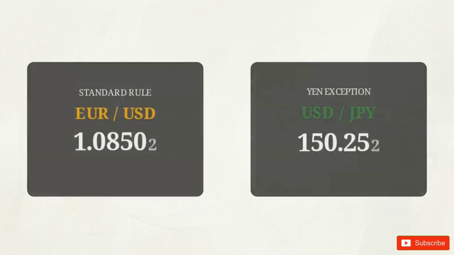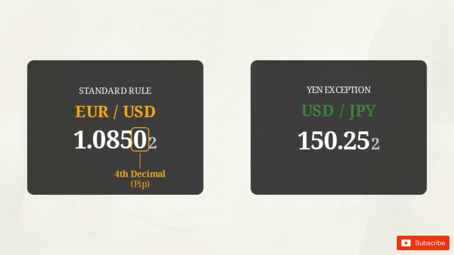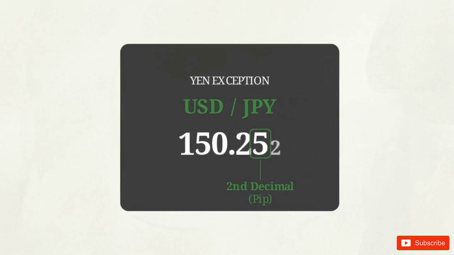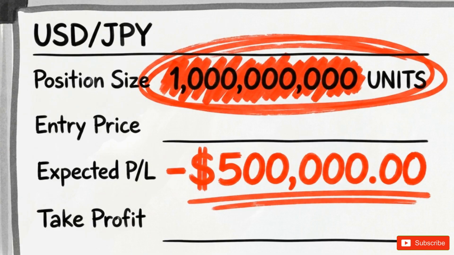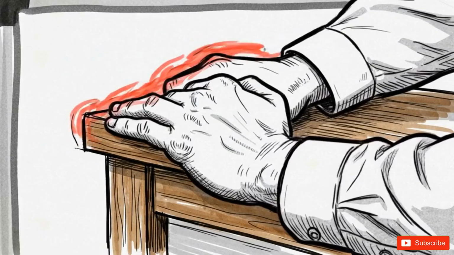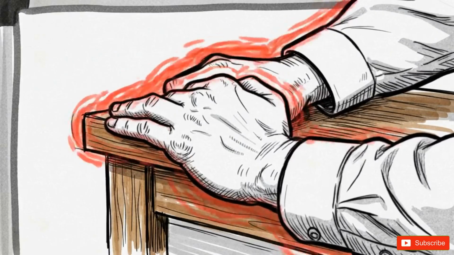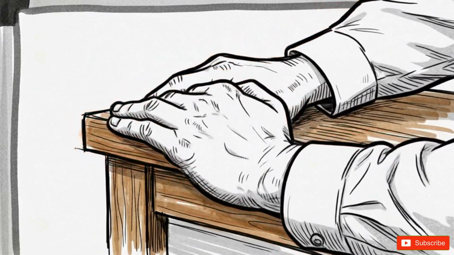While most pairs use the 4th decimal, pairs involving the Japanese yen work differently. For the yen, the pip is always the 2nd decimal place. A move from 150.25 to 150.26 is a 1 pip change. If you try to apply the 4 decimal rule to a yen pair, your calculations will be off by a factor of 100. Miscounting the pips on these specific pairs is a common reason new traders encounter unexpected results in their account balance.